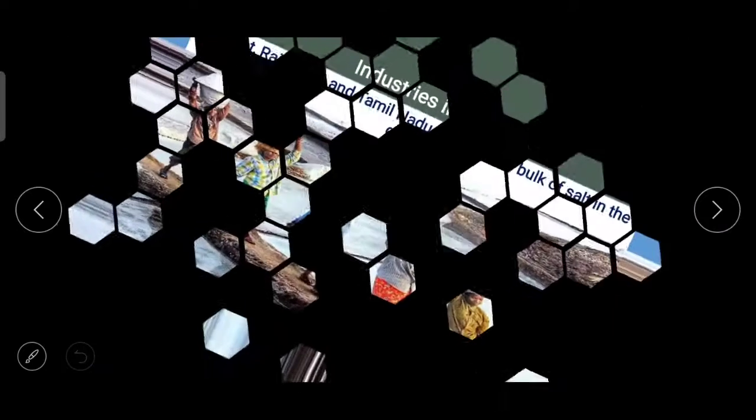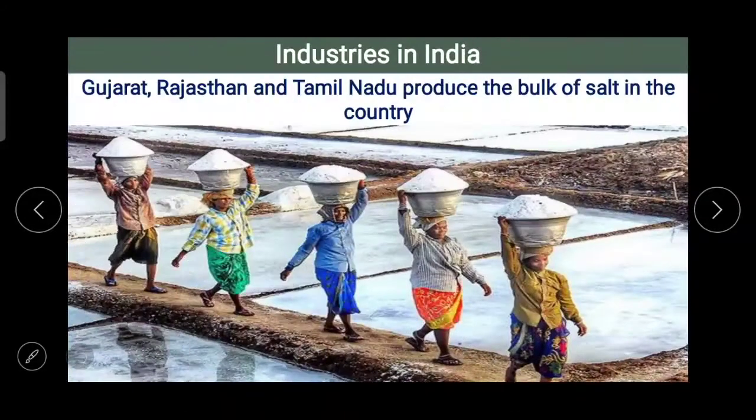Gujarat, Rajasthan and Tamil Nadu produce the bulk of salt in the country, and we know the role of salt in our daily diet. We can't imagine our food without salt. So, the salt producing states: Gujarat, Rajasthan and Tamil Nadu.